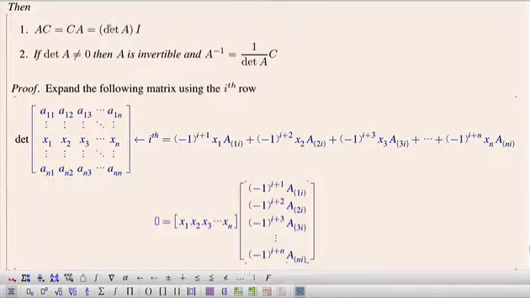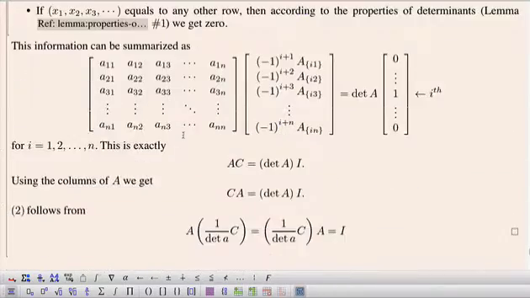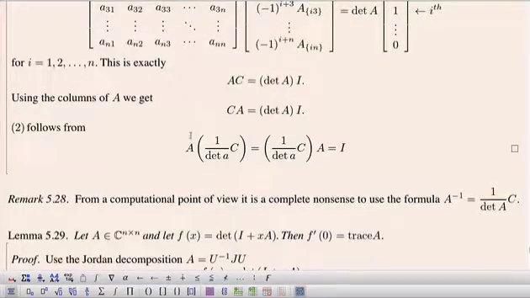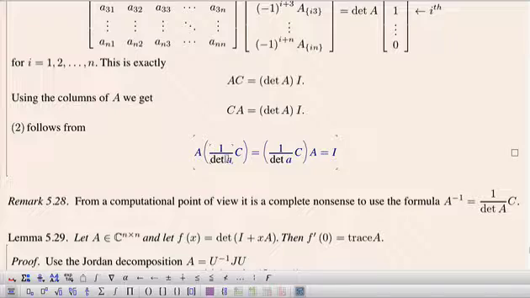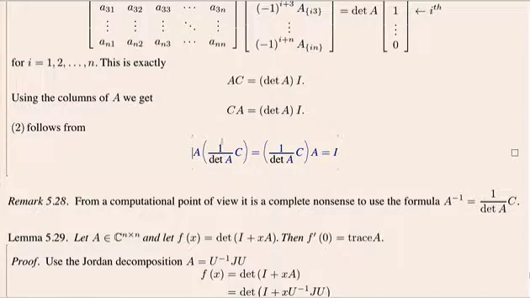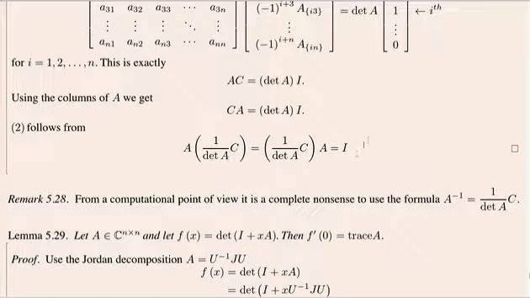So this shows that the A matrix is invertible. And then, if you divide through with the determinant of A, that should be capital A, then we get that A times C over the determinant of A is the identity, and it's the same as if you multiply with 1 over determinant of A, C times A. So that means this is the inverse of A.